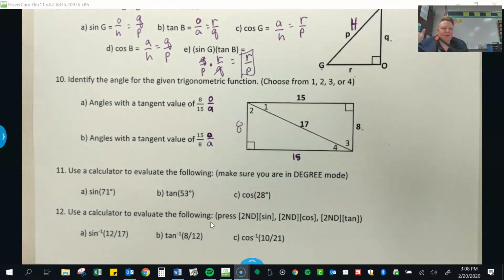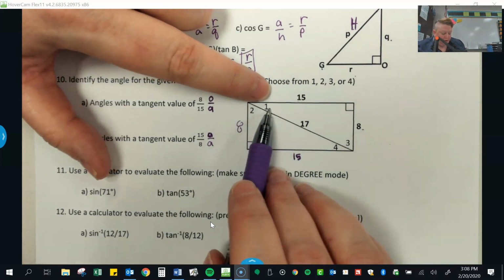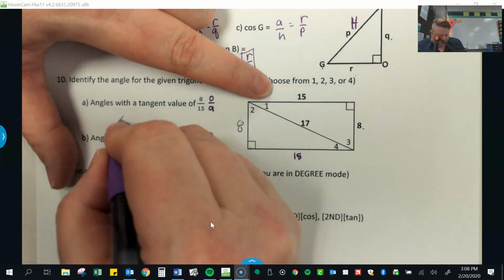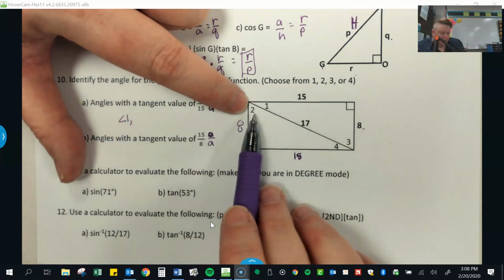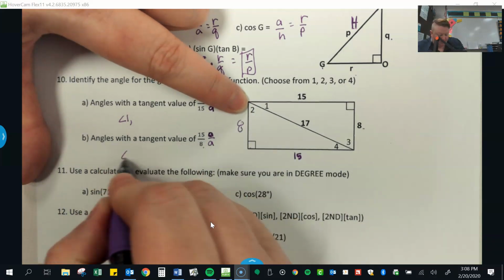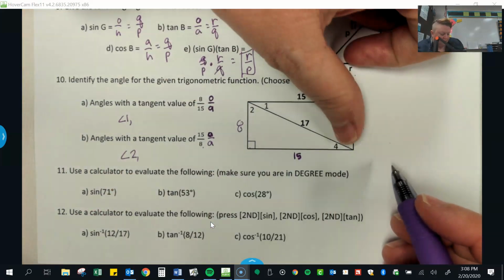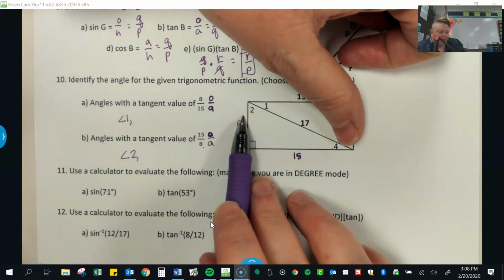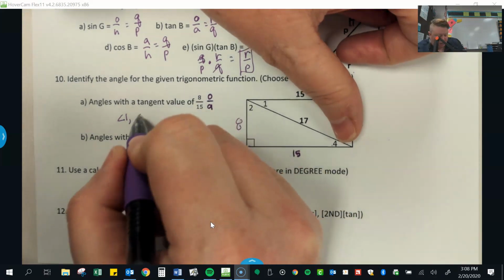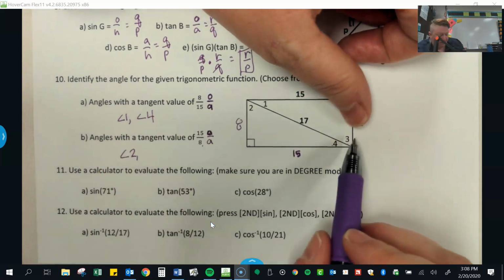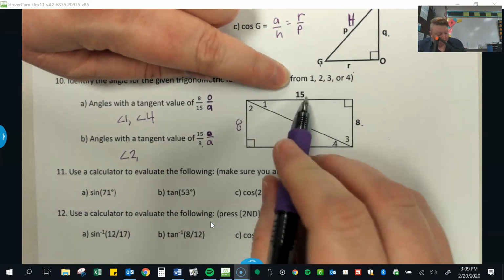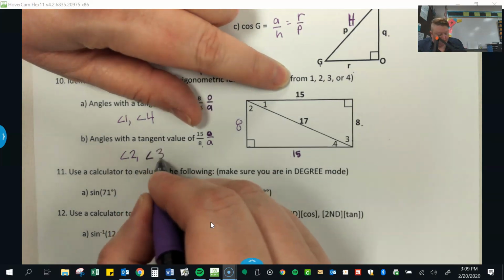So I'm just going to go through all my angles and see what happens. If I'm at angle 1, my opposite over my adjacent is 8 over 15. So this is angle 1. If I'm at angle 2, my opposite over my adjacent is 15 over 8. So angle 2 goes down here. If I'm at angle 4, my opposite over my adjacent is 8 over 15, which is here. And if I'm at angle 3, my opposite over my adjacent is 15 over 8, so angle 3 goes here.